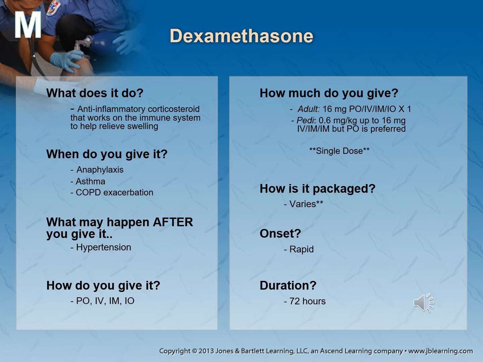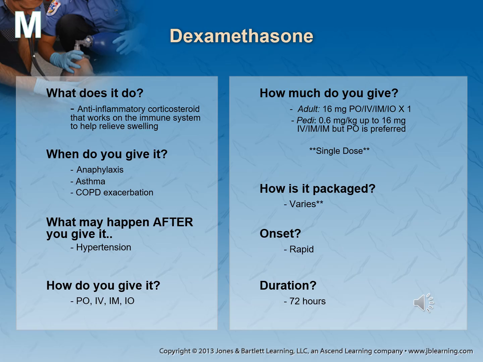Dexamethasone. This is one of our steroids. It's a corticosteroid. It decreases inflammation by reversing swelling in the alveolar sacs. It's 25 times more potent than short-acting corticosteroids and 6 times more potent than prednisone. Onset is pretty rapid, and it lasts about 72 hours. This works really well with our anaphylaxis patients, asthma patients, and COPD.